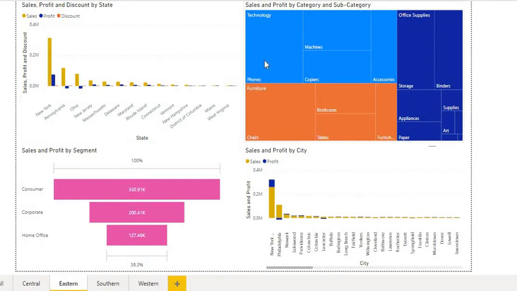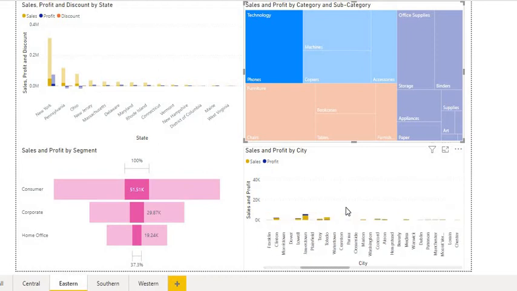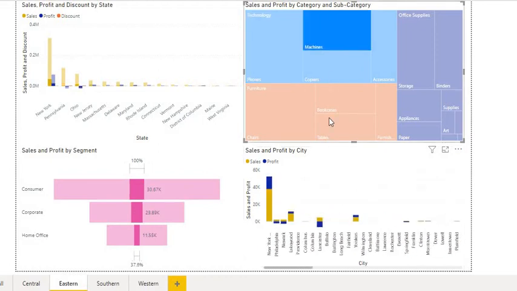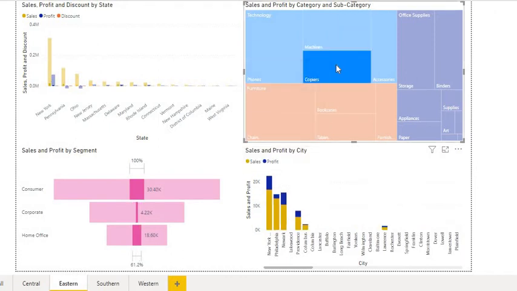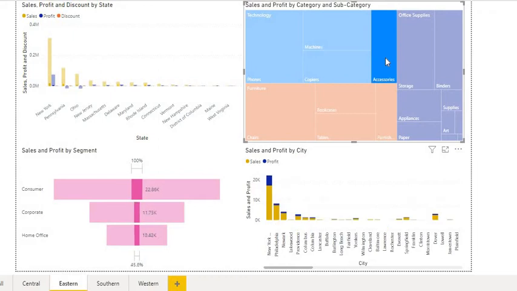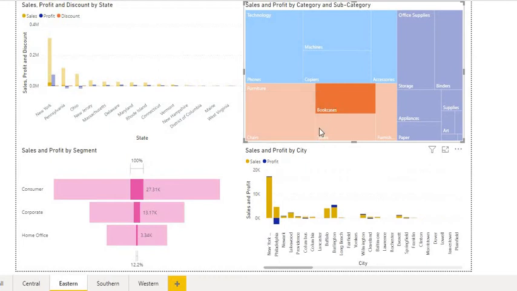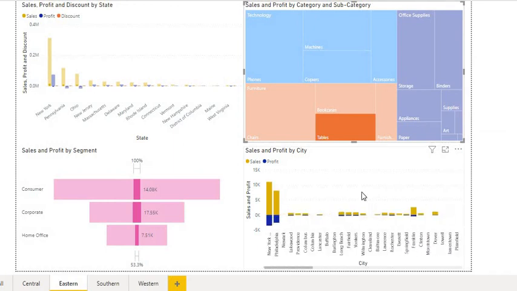As for phones, it's good in New York City, but not so good in other cities. Machines. Machine is also not doing good in most of the cities. Copiers is okay. Accessories, good. Chairs, okay. Bookcases, there is loss. It's a mixed view. Tables, there is loss. They're incurring losses in tables.